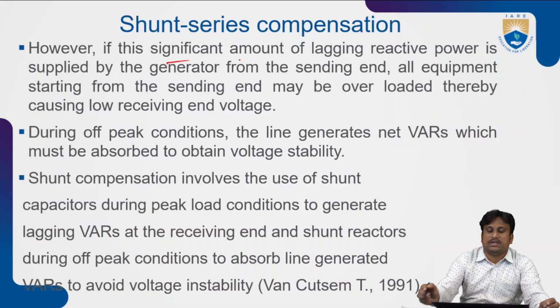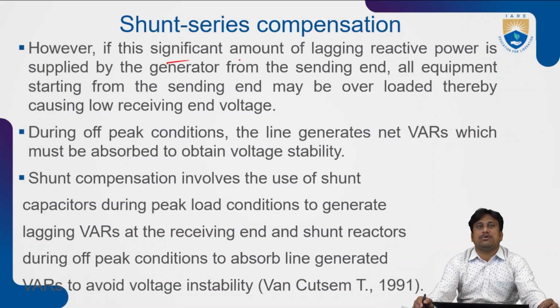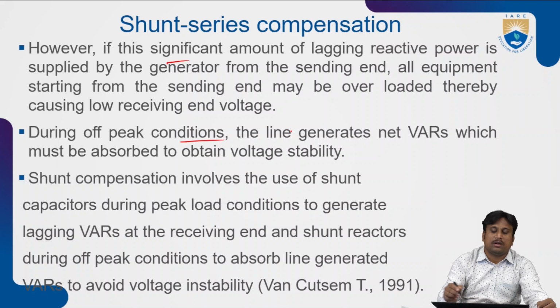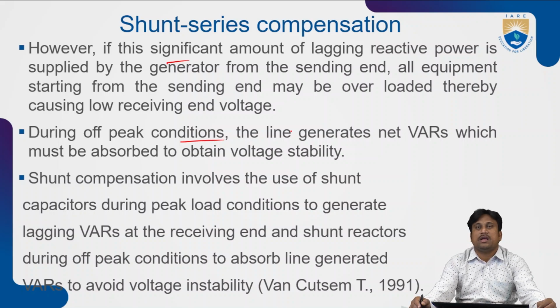However, if a significant amount of lagging reactive power is required, it must be supplied by the generators from the sending end, so all equipment starting from the sending end may be overloaded, thereby causing low receiving end voltage. During off-peak load conditions, the line generates net reactive voltamps, which must be absorbed to obtain voltage stability.